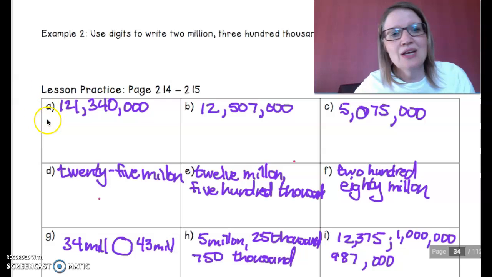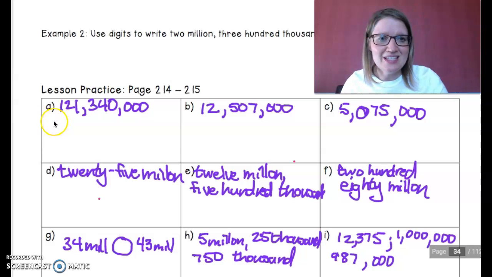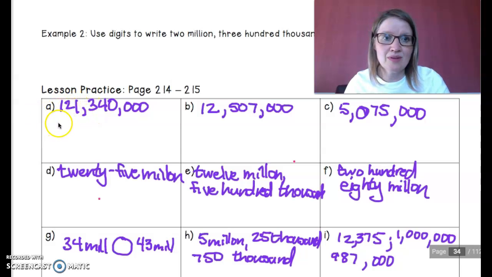Our first thing is that we need to write this in words. So I need to go and look. I know that this goes up to 100, then I have my thousands, and then this is the millions category. That's a lot. So here we go. We go 121 million. So if I start that off first.